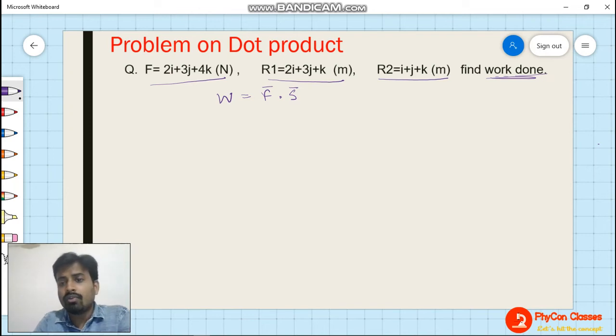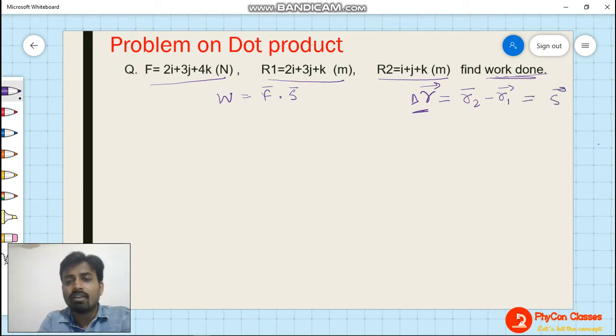Now if you could recall, this displacement vector delta r is given as r2 minus r1. r2 and r1 are the positions of the particle, final position minus initial position. If you do it, then you will find delta r, and delta r is nothing but the displacement vector. Understand? So we are going to find out delta r. How to find delta r? r2 minus r1.